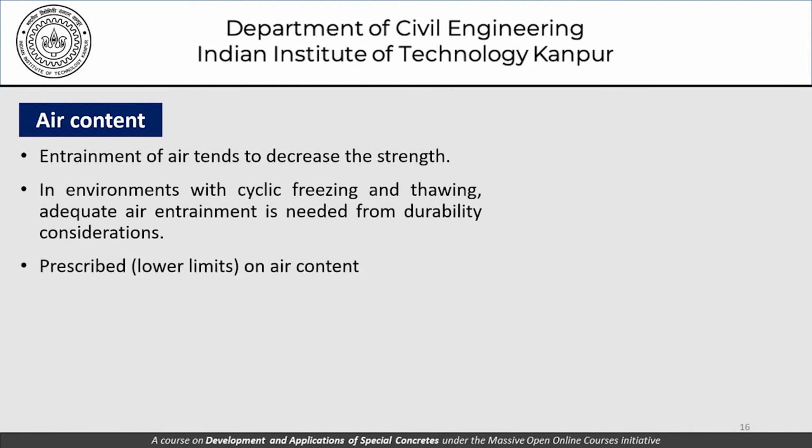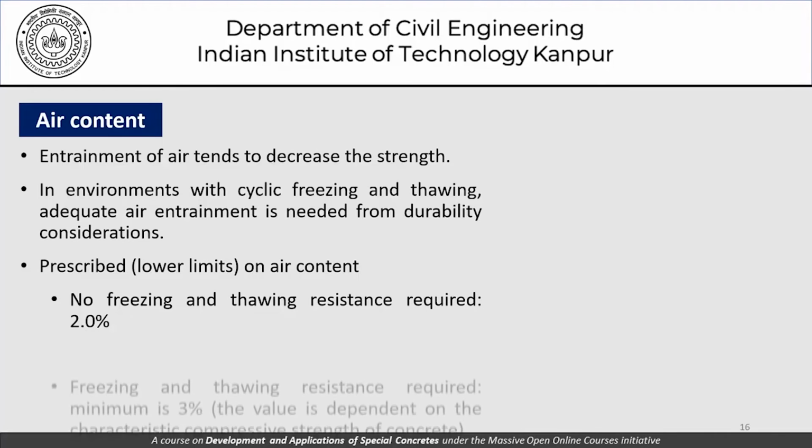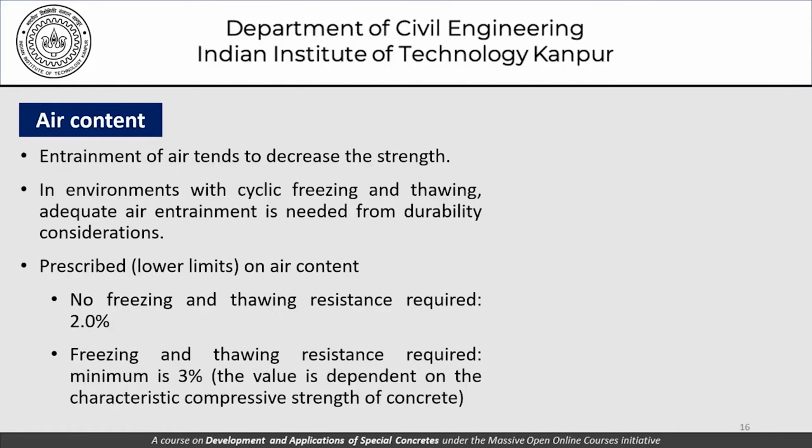And prescribed lower limits on air content could be 2% where no freezing and thawing is expected. Where freezing and thawing resistance is required, we may like to have a minimum of 3% air, and the value could depend on the characteristic compressive strength of concrete. So it depends on really what kind of strength we are talking about within the high strength concrete domain when we are talking in terms of air content. Keeping in mind the fact that increasing the air content will have the deleterious effect of reduction in the strength value.